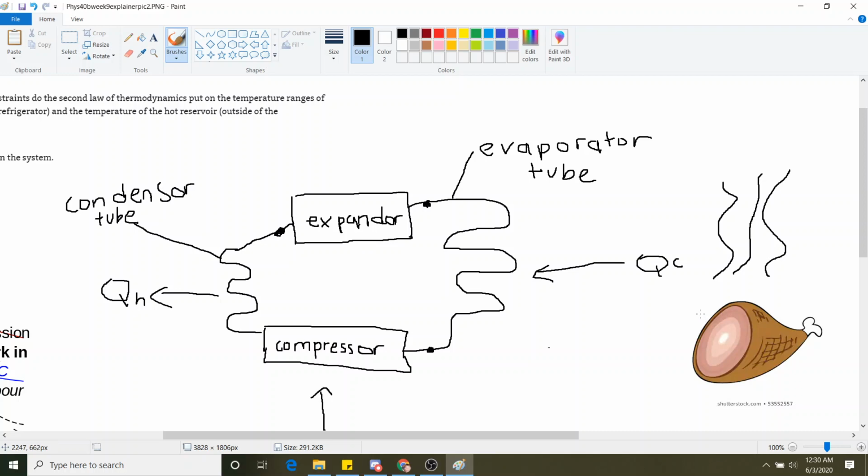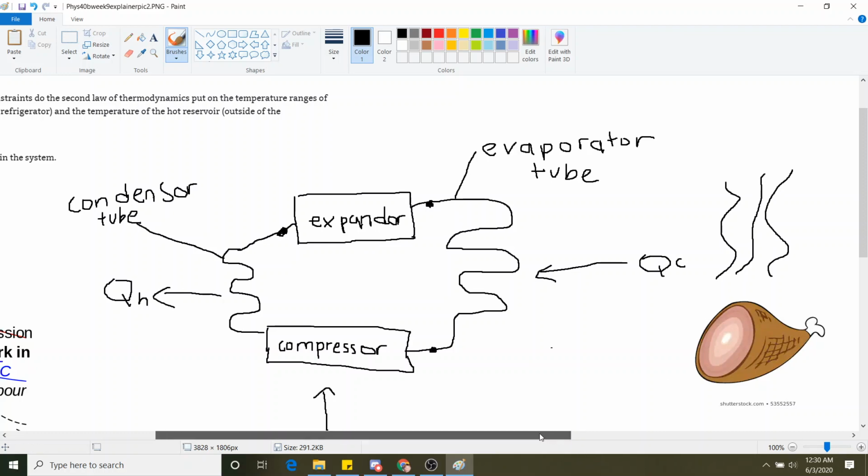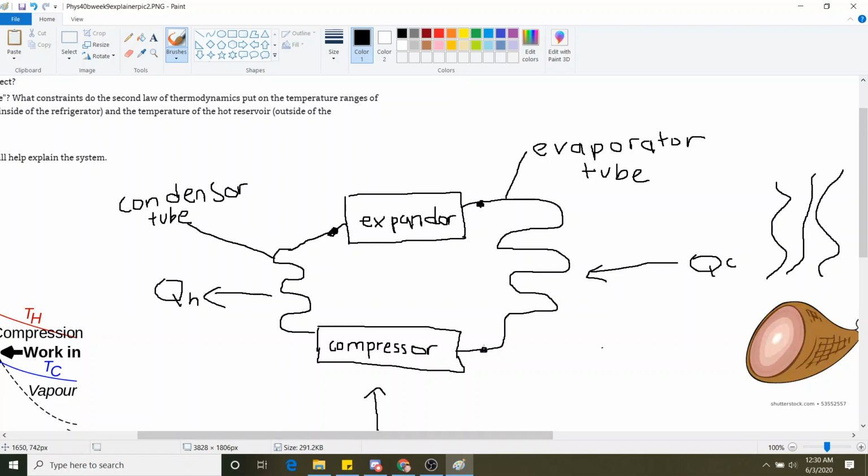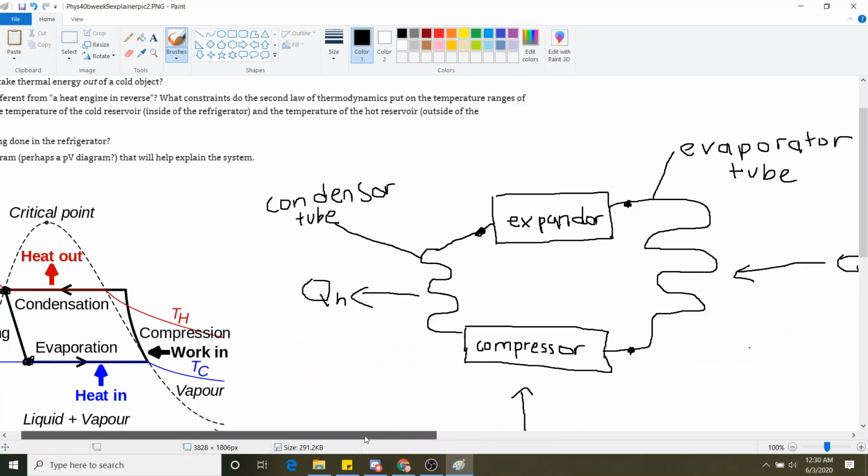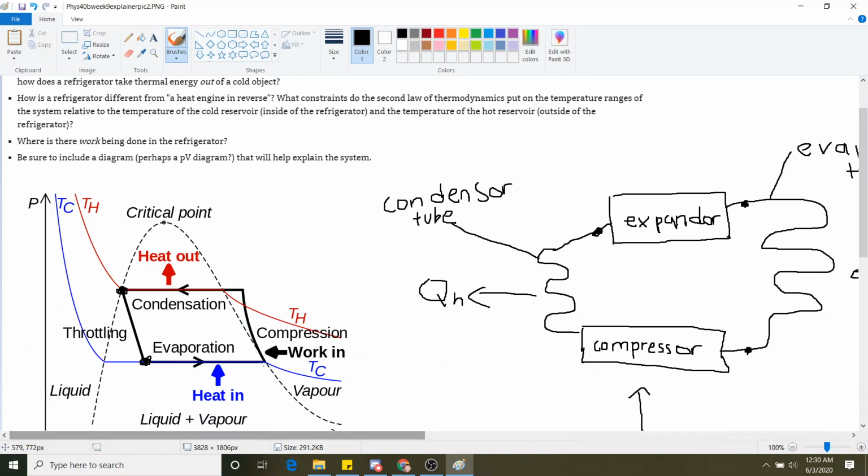It's still going from a warmer place to a colder place, so the second law of thermodynamics is not violated at this point. And at the end of it, it's going to be all vapor now. Right before it gets compressed, it's going to be at about this point in the diagram.